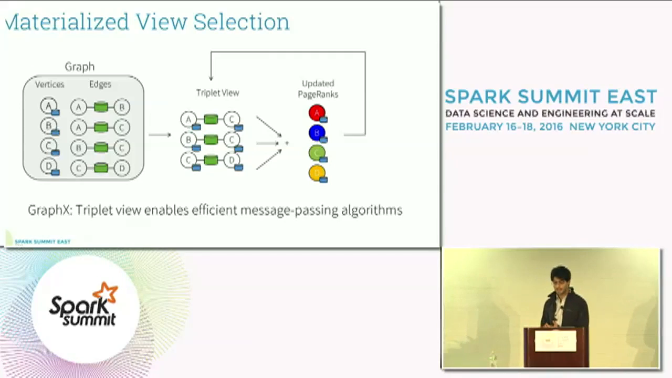Here the idea is that given the graph in this normalized form, where there are separate vertex and edge tables, that's one way to look at a graph. Another way is to look at it by joining those two tables together, where each edge is joined with the attributes of its adjacent vertices. That joined view is called the triplet view. It turns out to be useful for a lot of algorithms, so it's nice to expose in the API, but it also leads to some important optimizations.